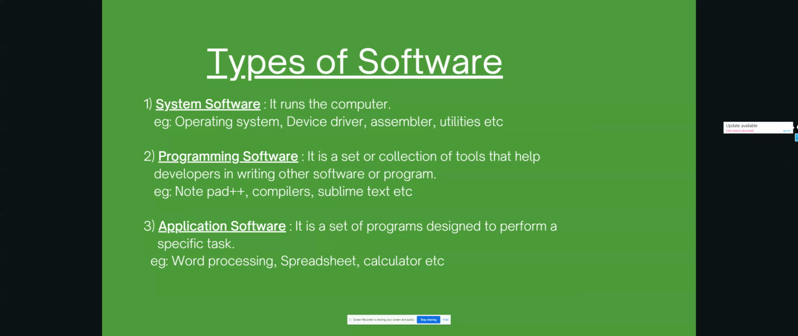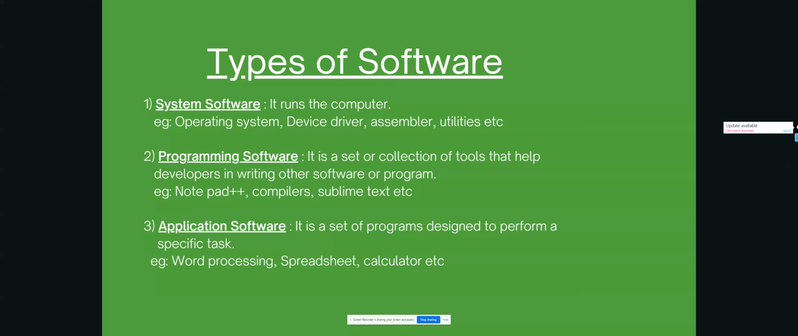Likewise there are some other examples: assembler, utilities, etc. Utilities means if we write some text in a document, the computer can recognize it. That is utilities. Next we will go on to the programming software.